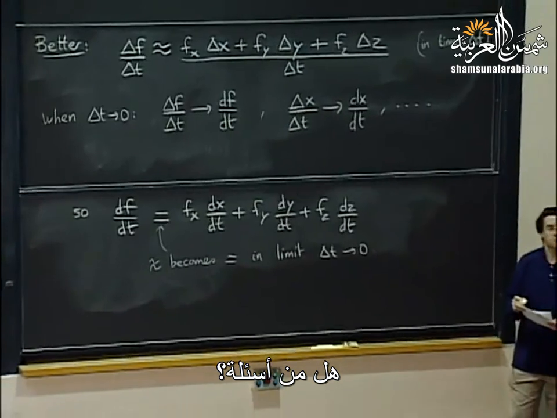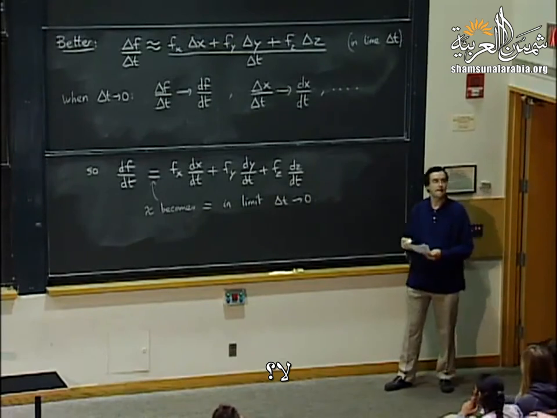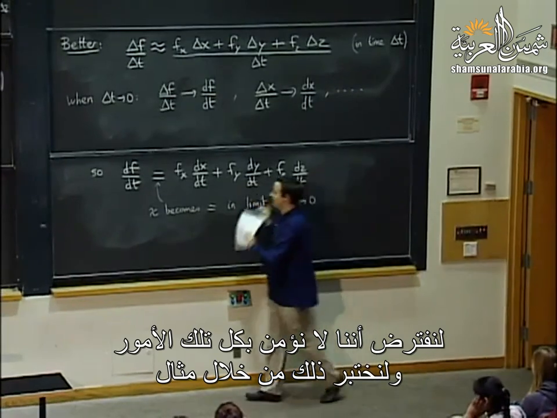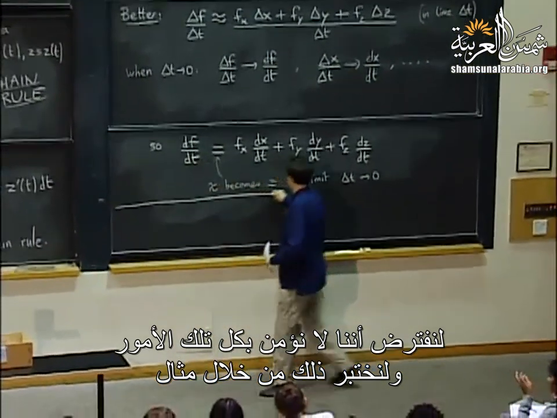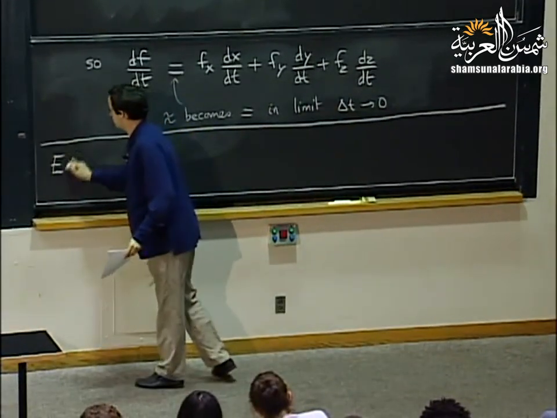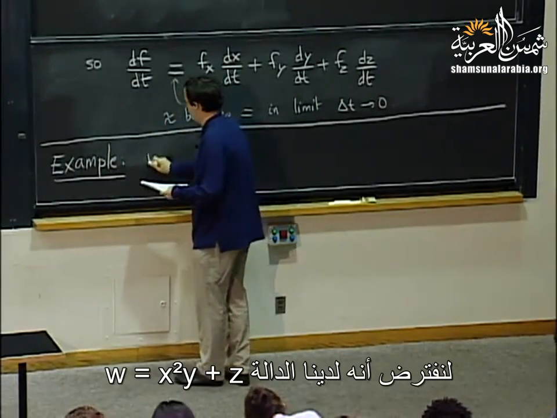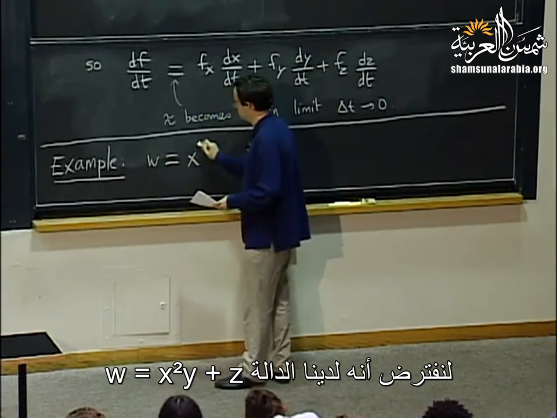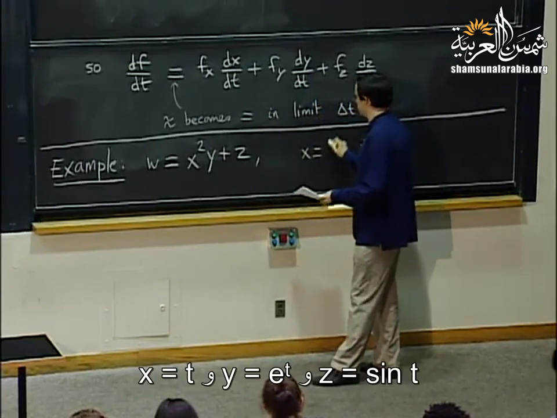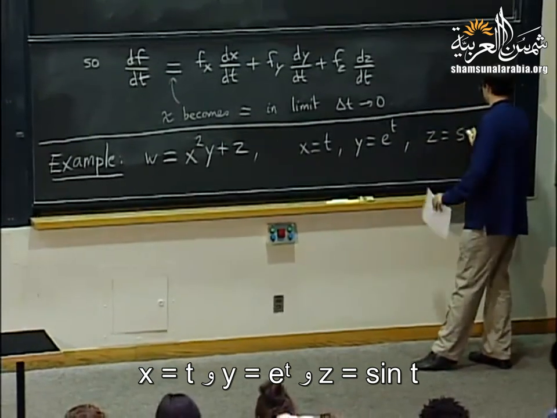Okay, any questions so far? No? Okay, so let's check things on an example. Let's say that we really don't have any faith in these things. So let's say I give you a function w that's x squared y plus z, and let's say that x will be t, y will be e to the t, and z will be sine t.